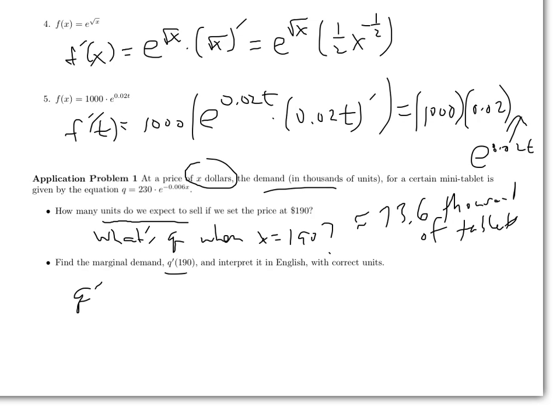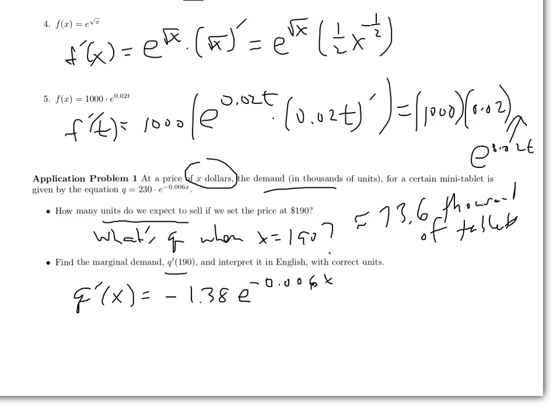So to do that, I first need to know what Q prime of X is. And I did not actually write down what it was. So the correct derivative here should be negative 1.38 e to the negative 0.006x.